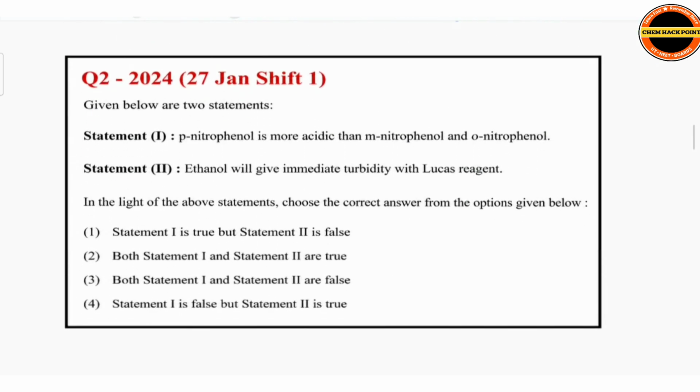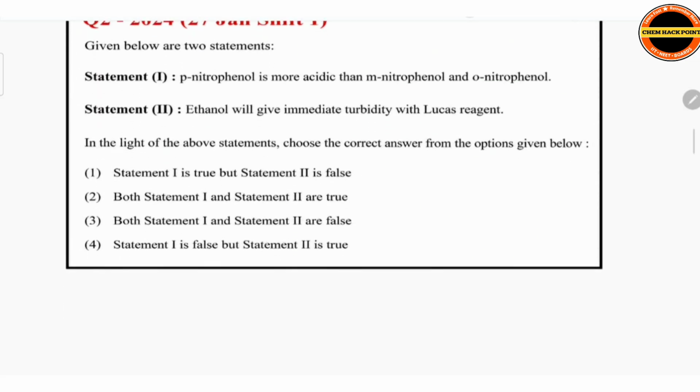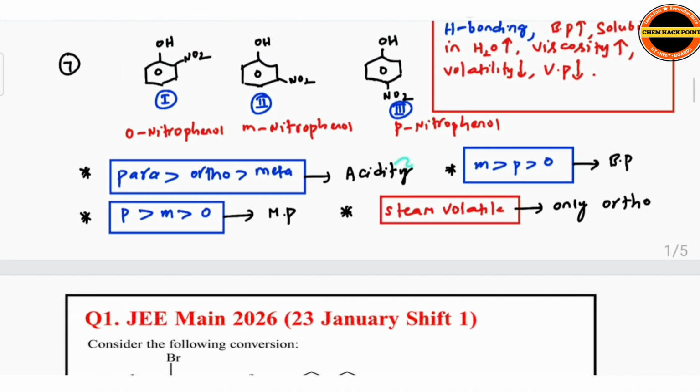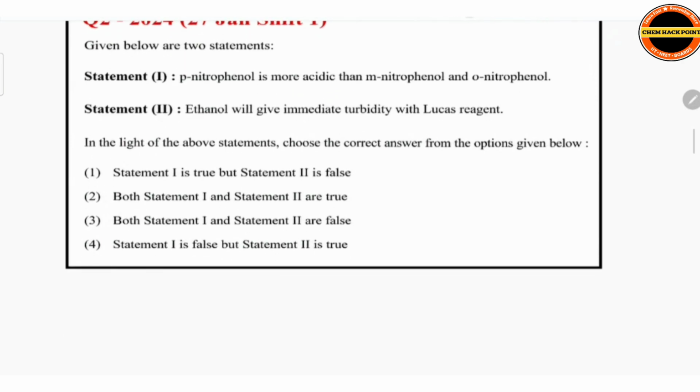Next question. 2024, 27 January, shift 1. Here you see two statements given. Paranitrophenol is more acidic than metanitrophenol and orthonitrophenol. Ethanol will give immediate turbidity with Lucas reagent. We know, as we just studied, that paranitrophenol is more acidic than metanitrophenol. We wrote it already just now. See the acidic strength sequence here: para, ortho, meta. So statement 1 is correct.